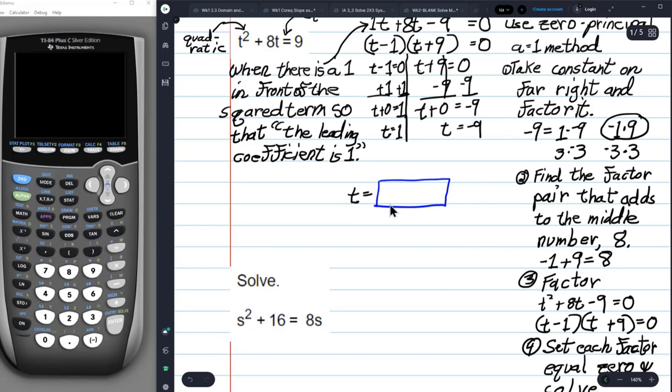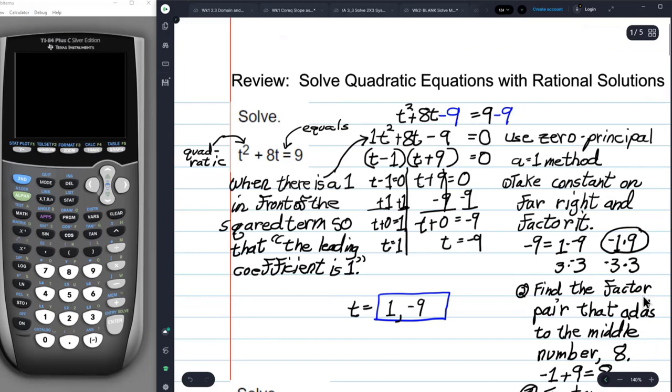And order doesn't matter. You can go in order, you cannot. 1, you've got to have a comma there. -9. Check answer, and MyMathLab tells you how super your answer is. And we have solved this quadratic equation by the A equals 1 method. Let me put a box around that. The A equals 1 method. What is A equals 1?